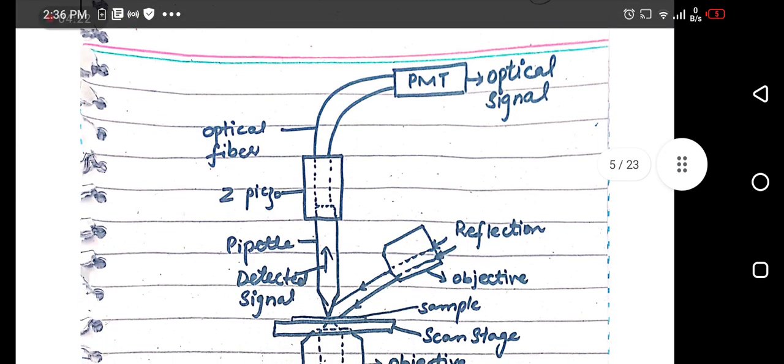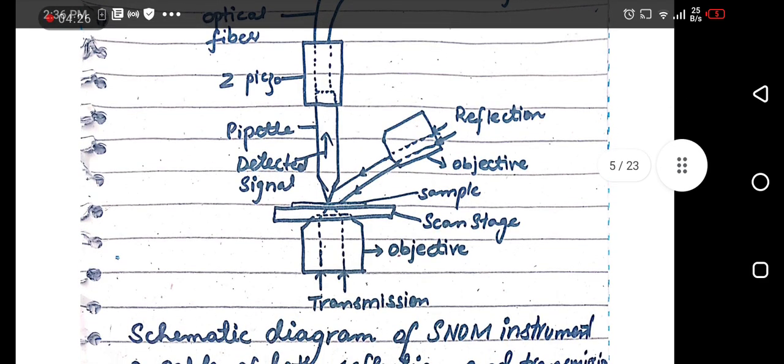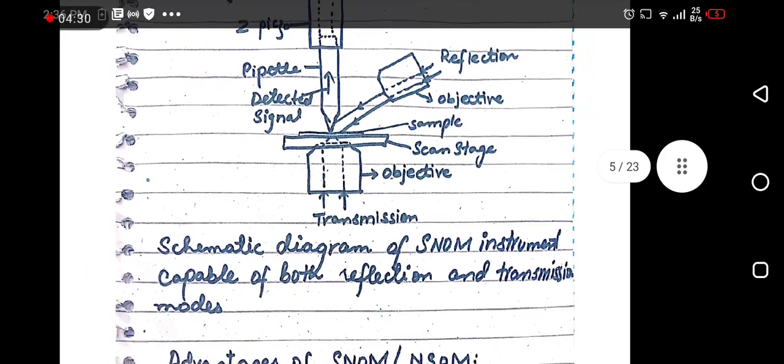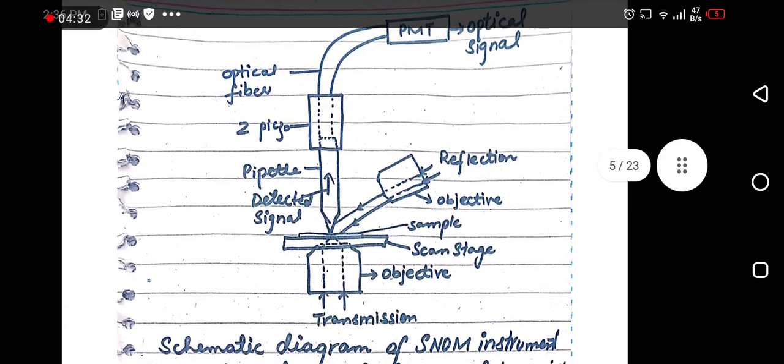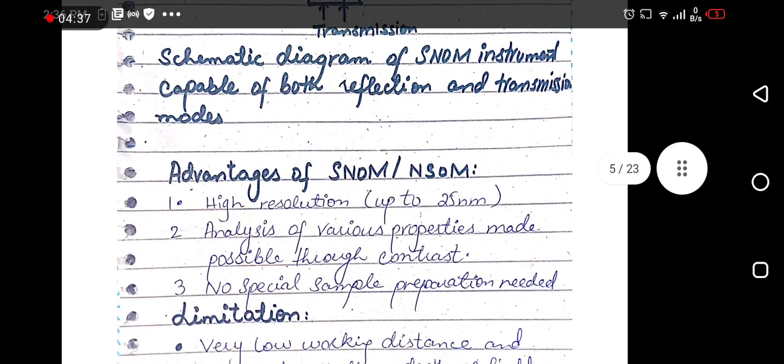This is the schematic diagram. Moving on to the advantages, we have high resolution up to 25 nanometers, and analysis of various properties is made possible through contrast using reflection and transmission modes in SNOM, meaning scanning near field optical microscopy.